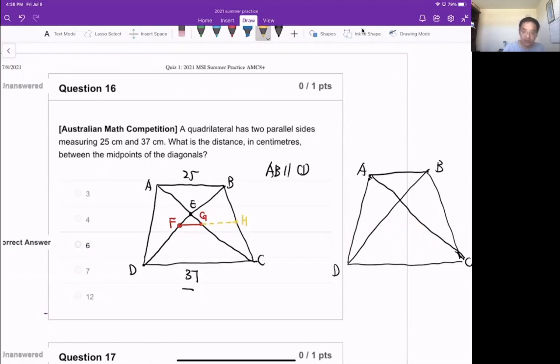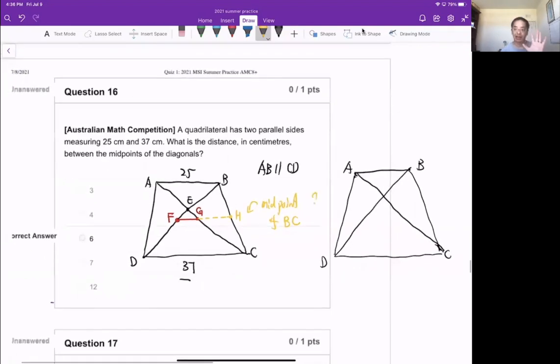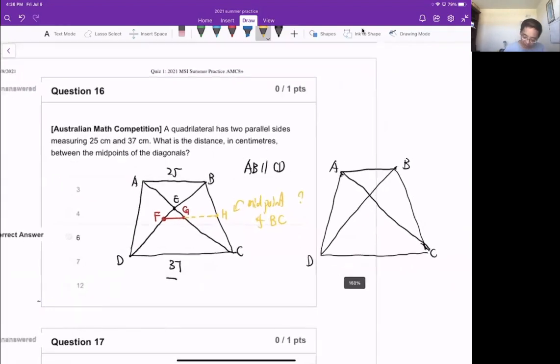Let's say it's H. Now, here the key is I claim this H is the middle point of B and C. Now, why is that? Okay, so this is a claim. I claim the middle point. Now, why is the middle point?